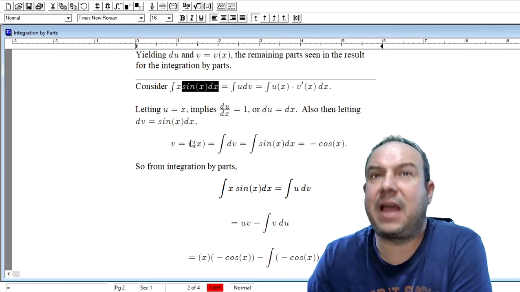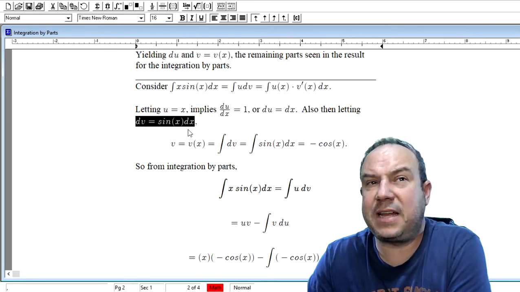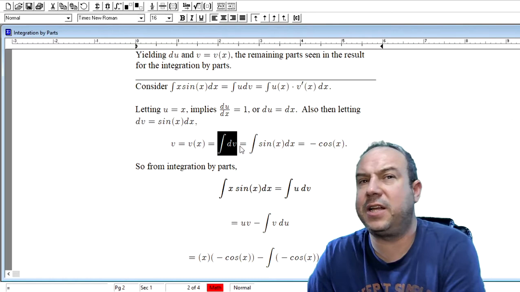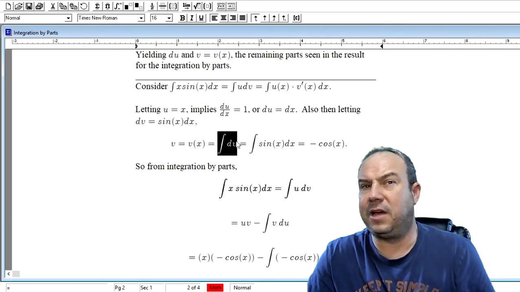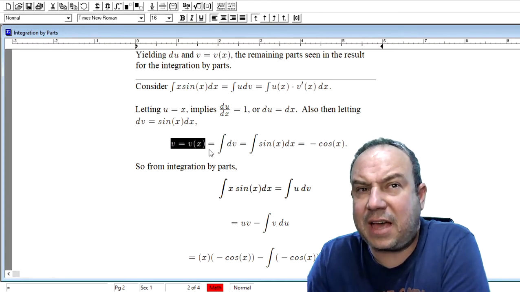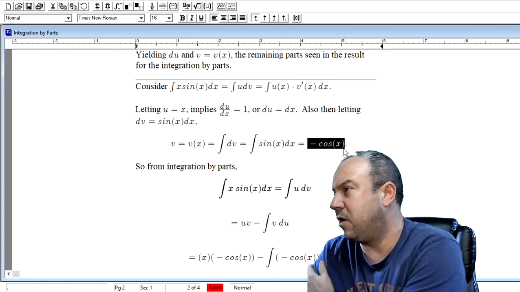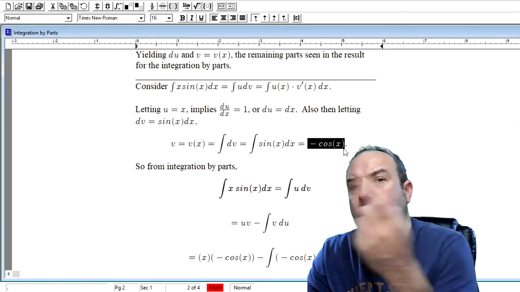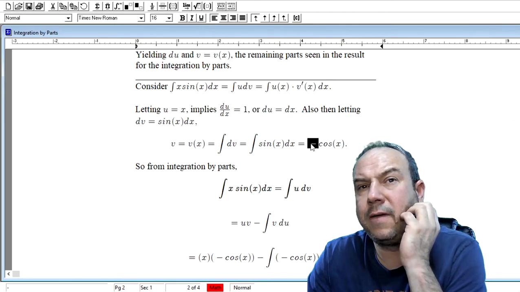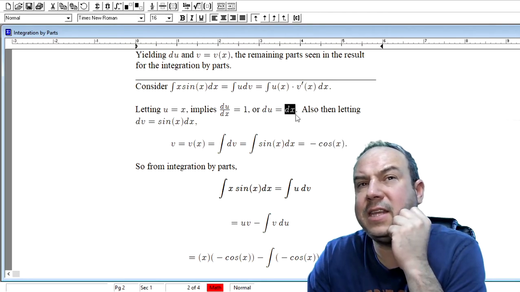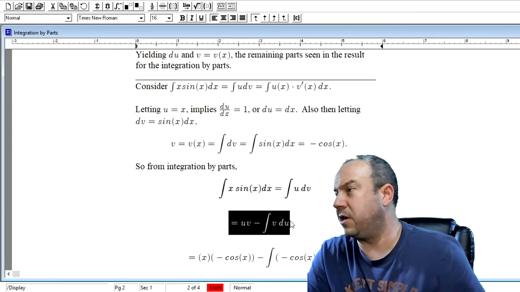Where with dv equal to sine x dx, we could use integration on dv to figure out what would be v. The integral of dv, which is v of x, is the integral of sine x, which is negative cosine x. With those three parts, u, v, and du in value, we can produce this result seen in integration by parts.